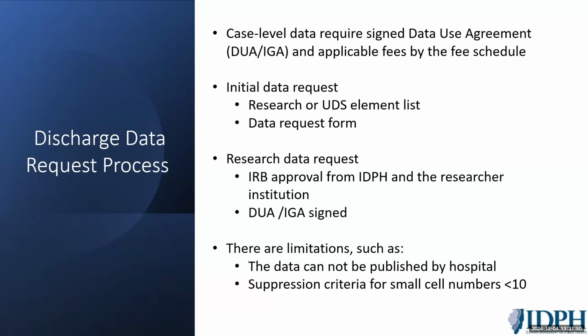So right now, accessing case level data requires a DUA with us, or an IGA in this case. When you contact me, I will send you an initial data request, an elements list and a data request form. You complete that, you send it back to me, and then there we go. Some groups may think about research, and research is vetted through IRB. Just don't do research. It takes a long time. There's a really long lead time for that.